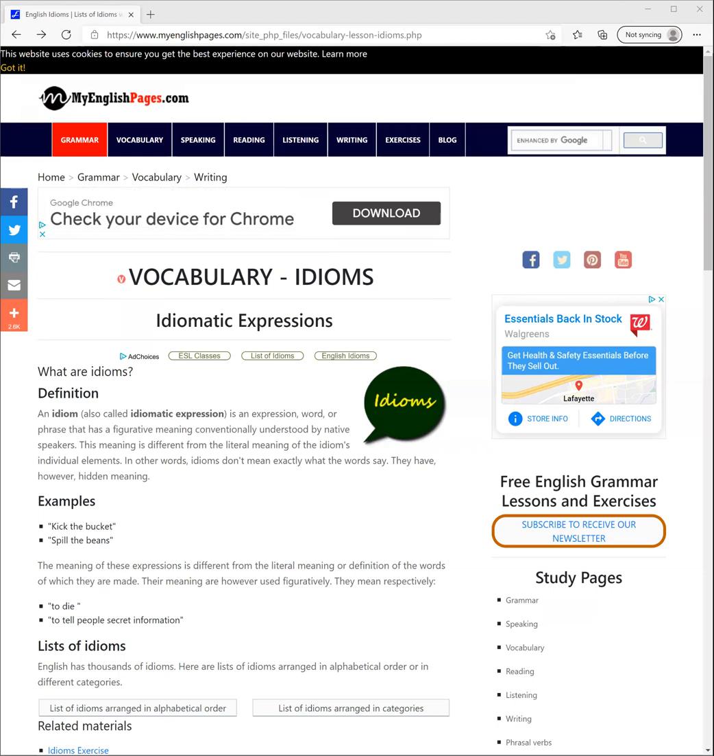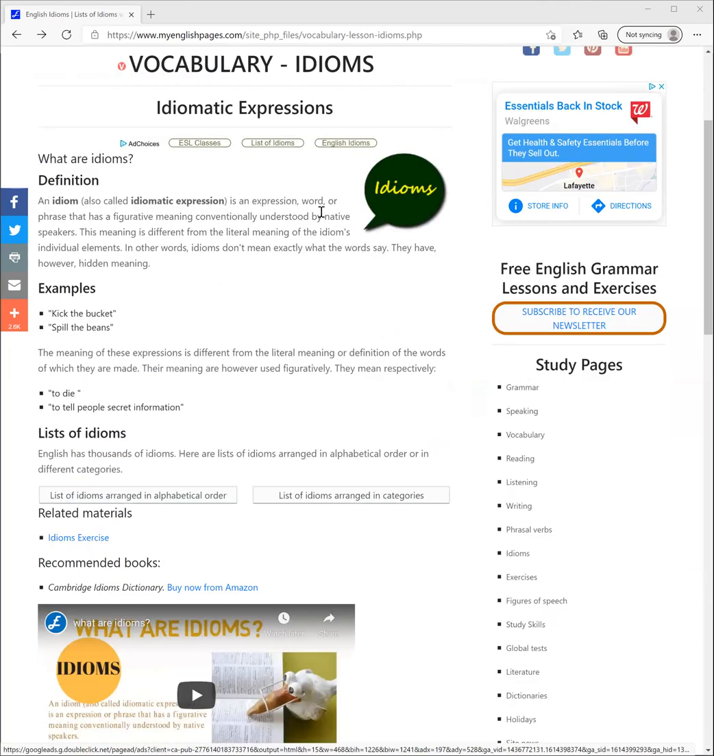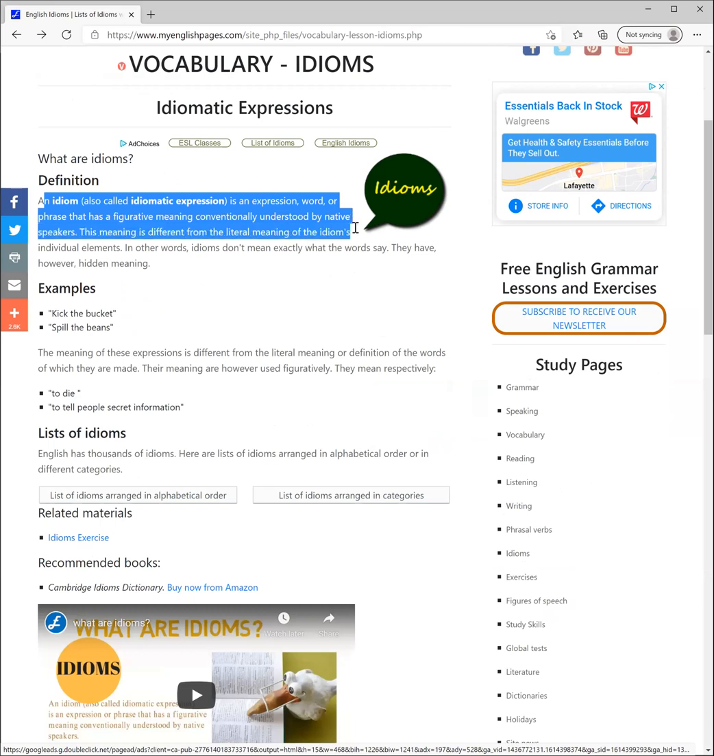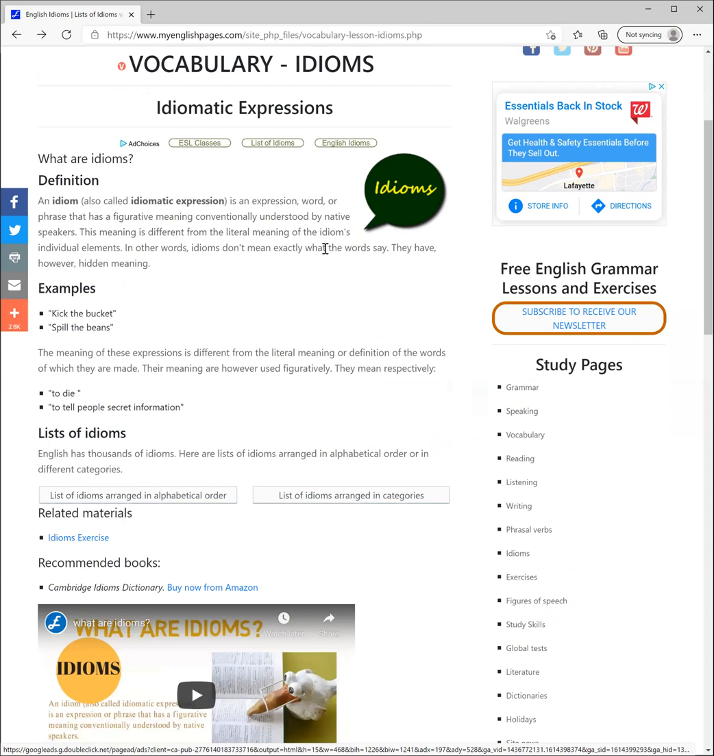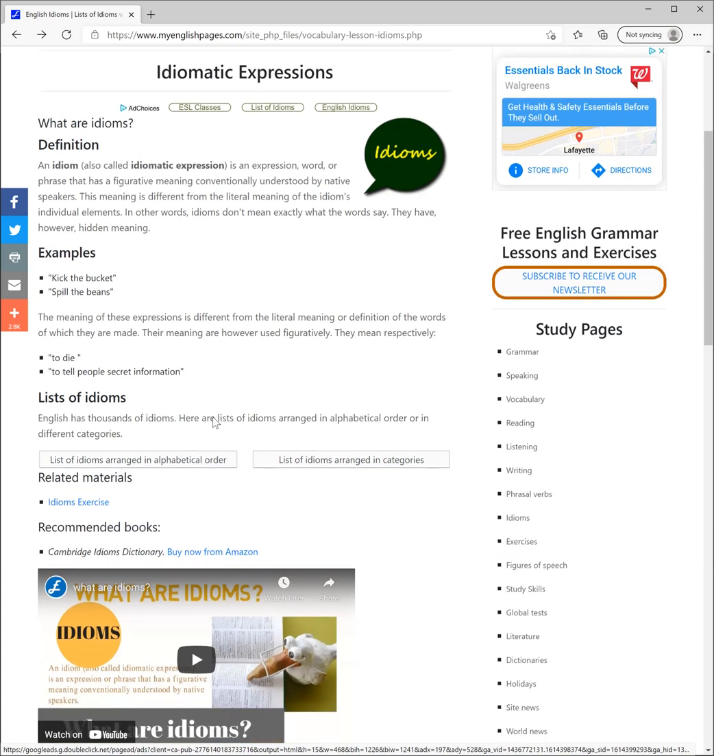Sorry. So idioms. What are idioms? An idiom is an expression, word, or phrase that has a figurative meaning conventionally understood by native speakers. This meaning is different from the literal meaning of the idiom's individual elements. In other words, idioms don't mean exactly what the words say. They have hidden meanings. An example is kick the bucket, spill the beans. Their meanings are used figuratively. They mean respectively to die or to tell people secret information.